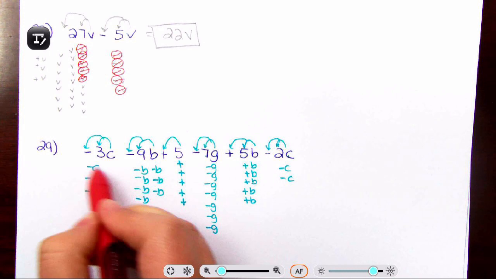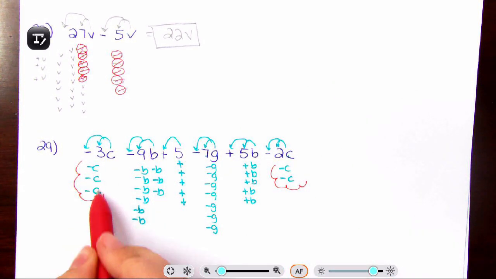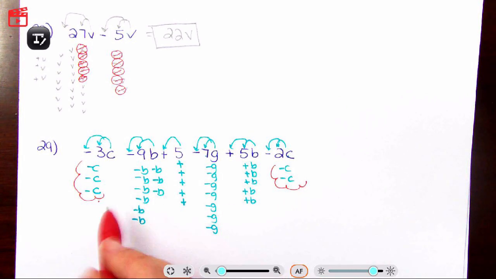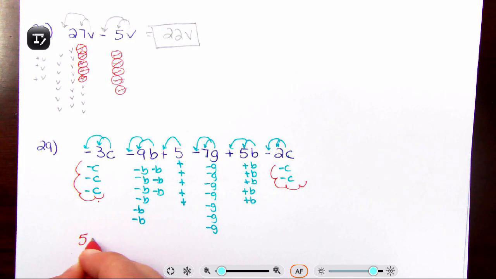I see C's here. And I see C's here. I don't have any other C's. Notice that I don't have any plus C's. So what do I have? I have 3 C's and 2 C's. I have 5 C's that are minus.